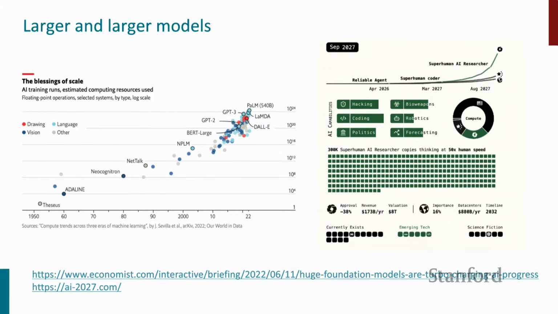I guess the one clear trend in the last 5 to 10 years has been that we've been building larger and larger models, and we've been putting far more compute into them. This is a very consistent trend. Some people are even making predictions about AGI 2027, and they are predicting that we're going to keep putting more and more floating point operations into these models.